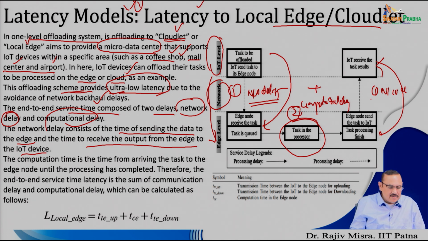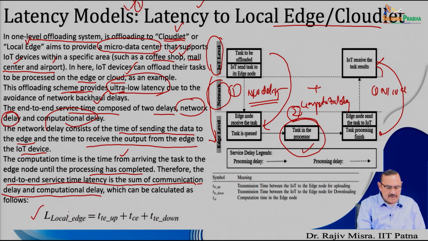If you add that, this will become the network delay, whereas computational delay is the time from the arrival of the task at the edge nodes until the processing is complete. So, this is the delay in doing the computation. Therefore, the end to end service time latency in this model is the sum of the communication delay and the computational delay, which is expressed over here.